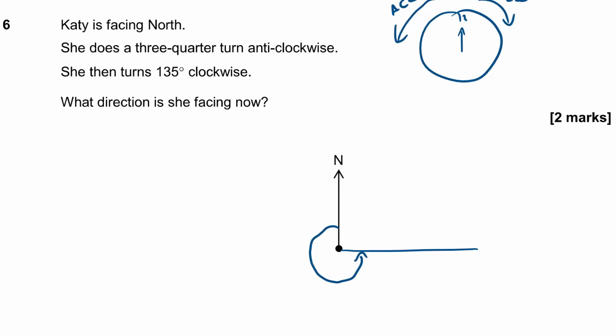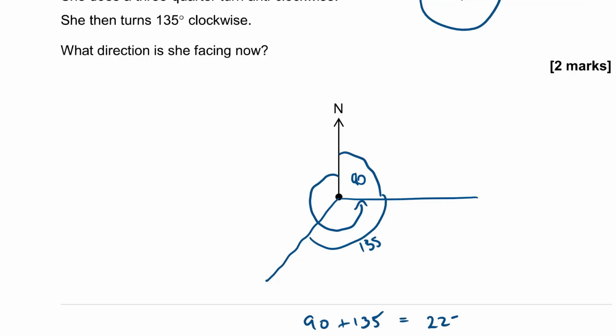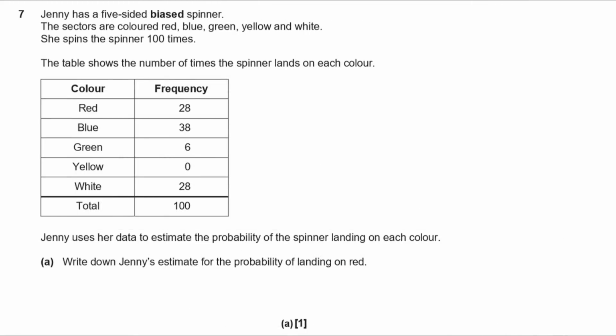Now 90 degrees is a right angle and 180 degrees is a straight line, so 135 degrees is somewhere in between. It's going to be about like that. What direction is she now facing? The angle between there and there is 90, so if I add on the 135, 90 plus 135 gives an answer of 225. So she's on a bearing of 225 degrees.